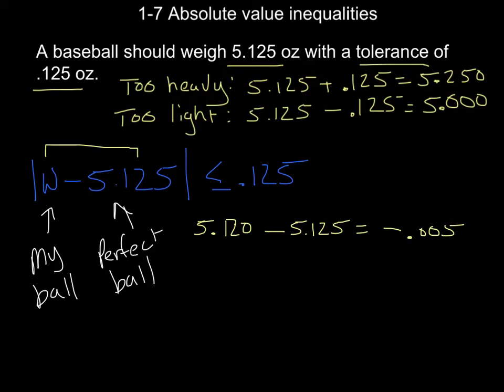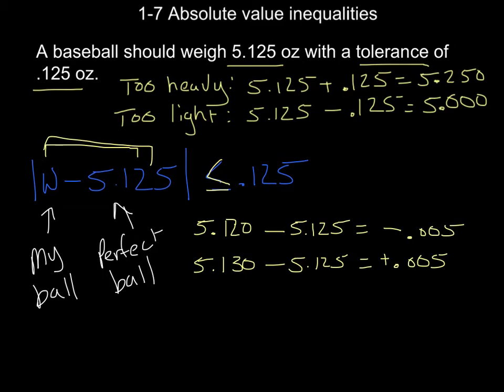Likewise, maybe I have another ball, maybe I'm too heavy. So maybe that ball is 5.130. Again, take away the perfect ball, 5.125, and I find that I am 0.005 ounces too heavy. So what this is telling me is how far off am I? And my concern is that I want to make sure I am less than or equal to 0.125 off. So I can't be off more than that or I have an illegal baseball.